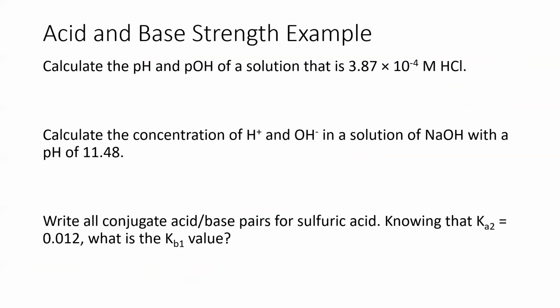If we have polyprotics, well, let's do a quick example first, then we'll talk about polyprotics. Right? So pH and pOH of a solution that's 0.387 times 10 to the negative fourth molar HCl. pH, of course, negative log of that concentration.